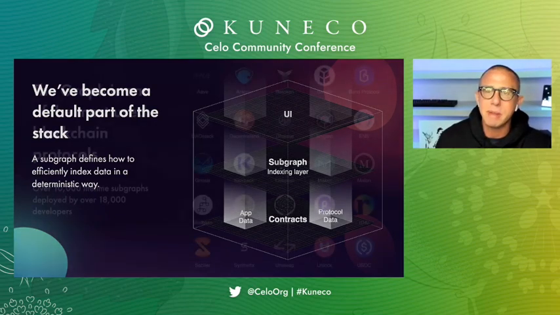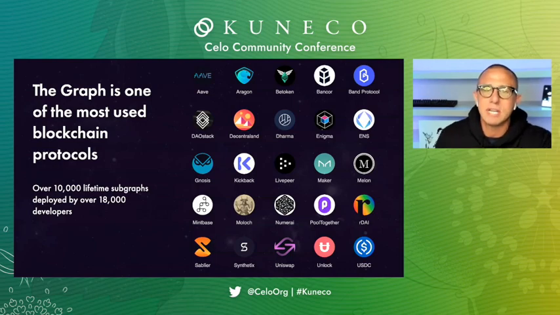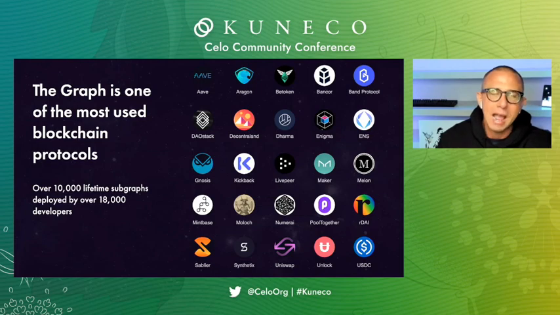That's because a lot of people are building out different graphs on top of different data and different smart contracts. As of this presentation, there are over 10,000 subgraphs that have been deployed by over 18,000 developers. A lot of these applications you've probably heard of, things like Uniswap and Maker. These 10,000 subgraphs were built by over 18,000 developers because often more than one developer collaborates on a single subgraph.